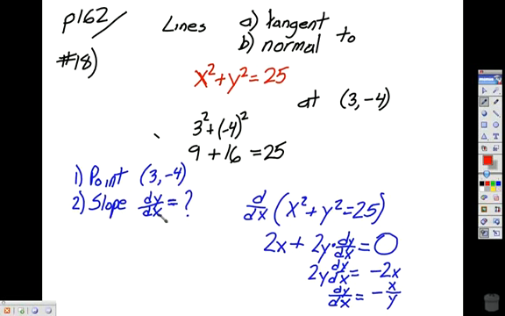Well, the slope we're interested in for our line is the slope evaluated at the point (3, -4). So that's going to be negative x over y. x is 3, y is negative 4. Our negative signs cancel out and become positive. So dy/dx at this point is 3/4.